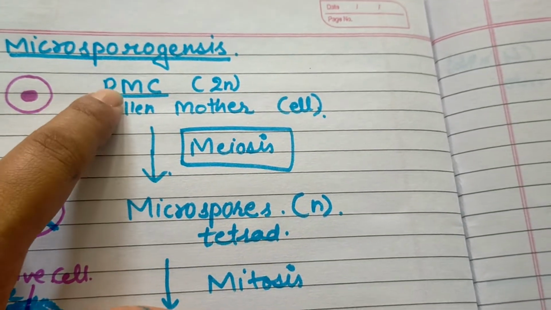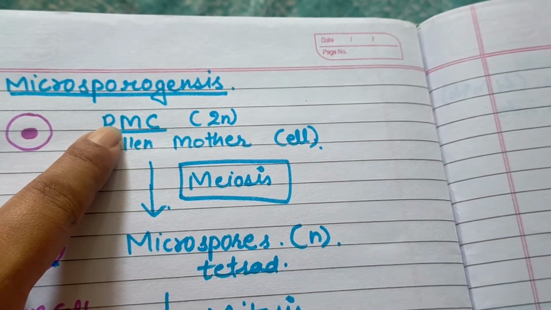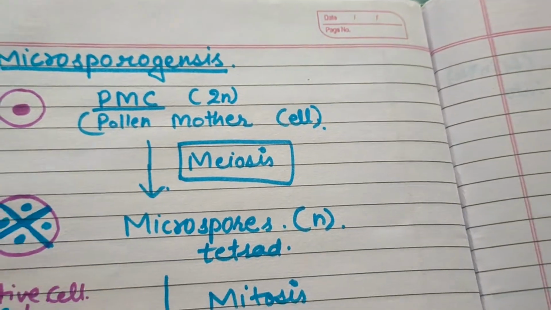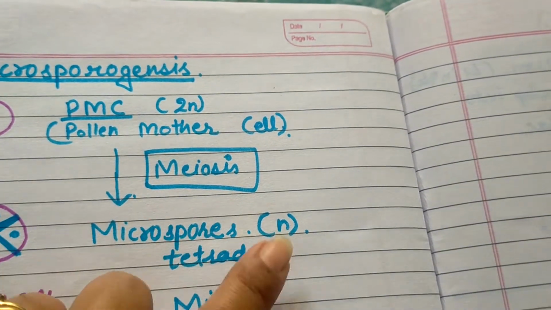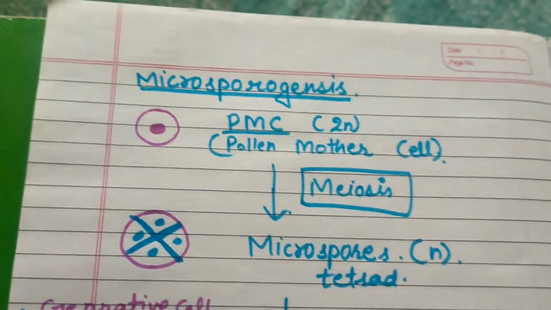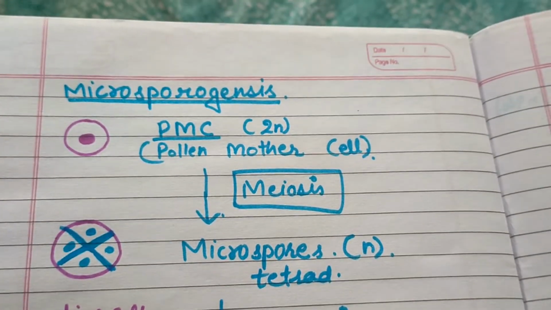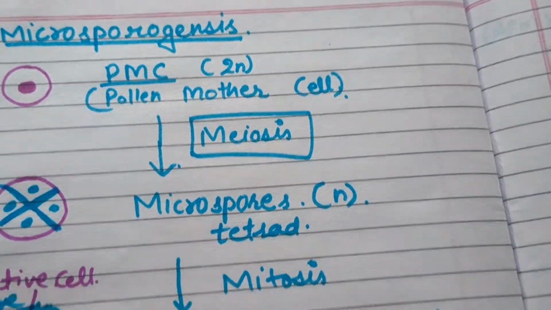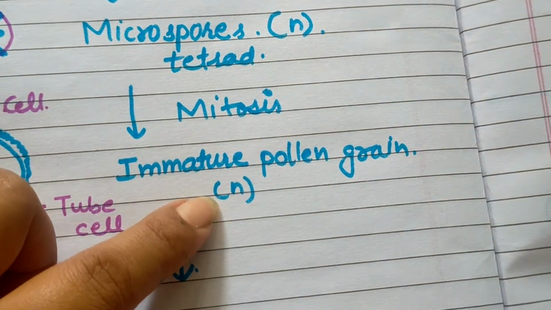So the pollen mother cell is 2n, meaning diploid, two sets of chromosomes are there, and after meiosis, the reductional division, microspore tetrads are formed. But these cells are haploid, meaning a single set of chromosomes is there. Then what happens to the microspores? From this microspore tetrad, immature pollen grains are formed.